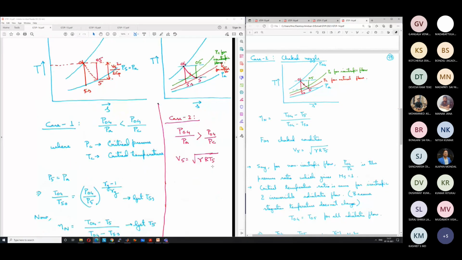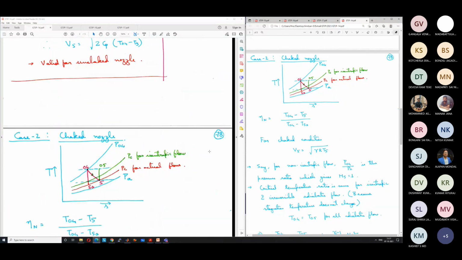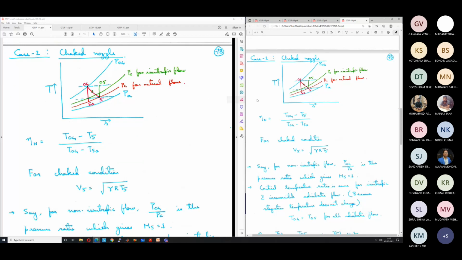So at point 5, the velocity is equal to the sonic velocity. So V5 can be calculated as root over gamma R T5. Now we have to find out what is the value of T5, because we know that velocity should be equal to sonic velocity. Sonic velocity is denoted by the symbol C, and the sonic velocity can change with location. So at this point, the sonic velocity is C5. At point 5, the sonic velocity is C5. So V5 is equal to C5 is equal to root over gamma R T5.